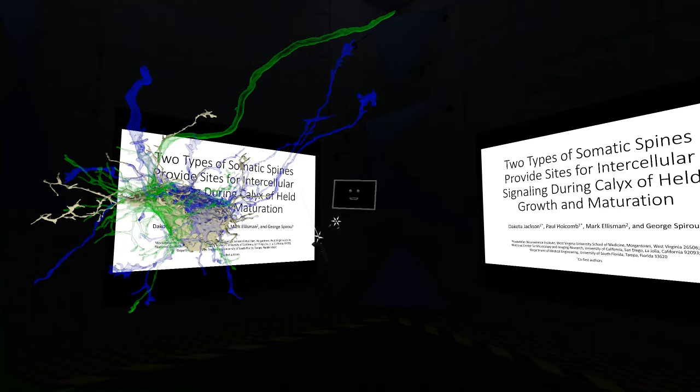Hello, my name is George Spirou, and I'm introducing the new concept of a virtual reality presentation to illustrate a study that has just been published in the journal Synapse entitled, and you can see at the board, "Two types of somatic spines provide sites for intercellular signaling during calyx of Held growth and maturation."